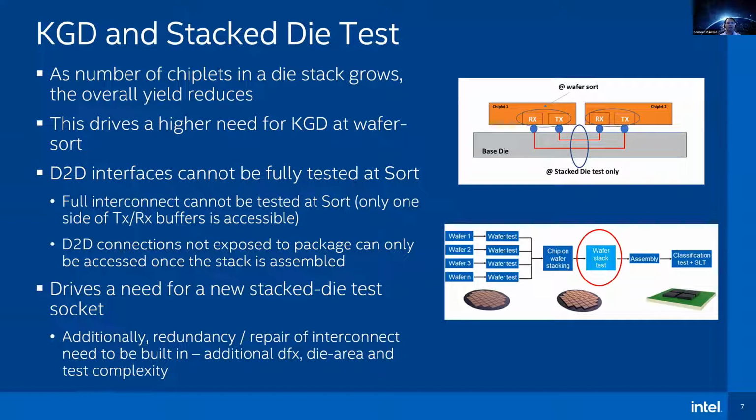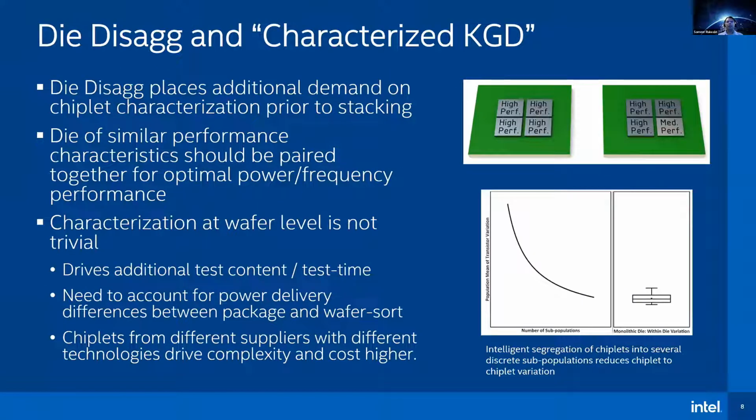Again, we talked about this, but redundancy and repair of interconnect needs to be added to this stack die test step, and additional DFX and die area complexity and test complexity gets introduced by this. So this is, again, a new paradigm. Stack die testing is something that, depending on the cost and complexity and economics of the product cost overall, might make sense. But again, this drives up the cost as compared to a monolithic baseline where this was not factored in at all.